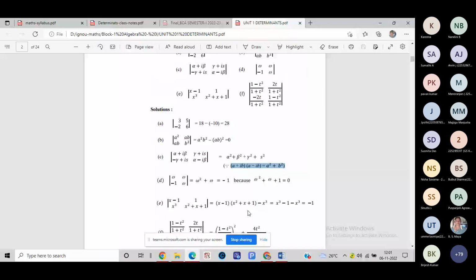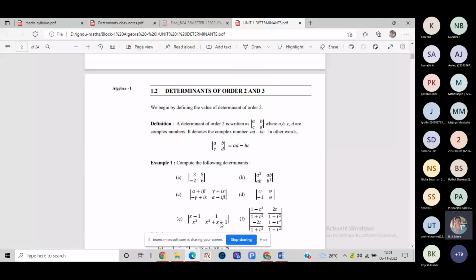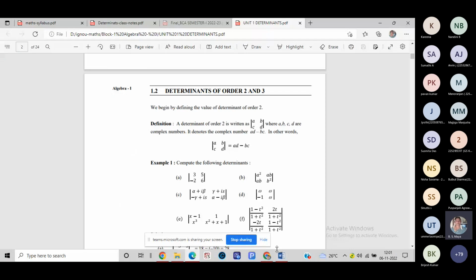So what about this? X minus 1, x cube. Fifth question. X minus 1, x cube, 1, x square plus x plus 1. We'll try to solve this. Slowly you have to solve. X minus 1 into x square plus x plus 1.